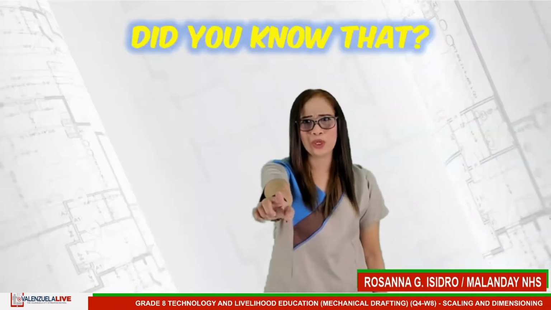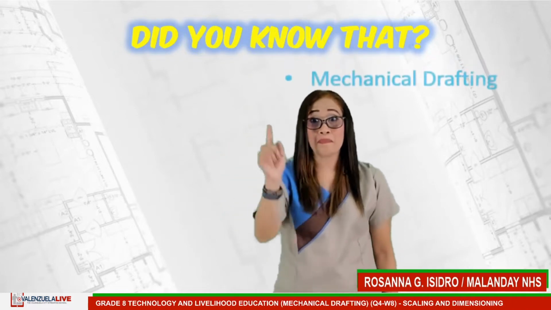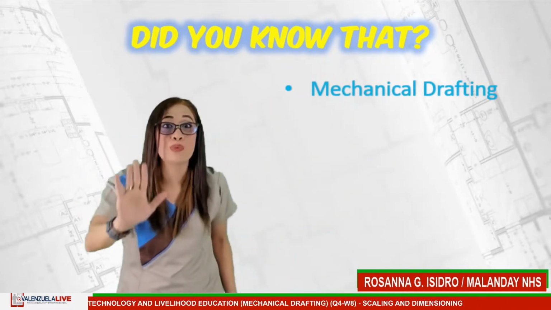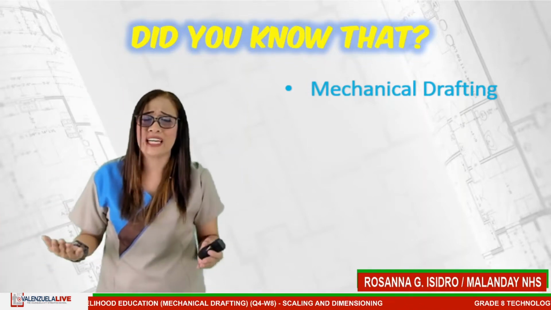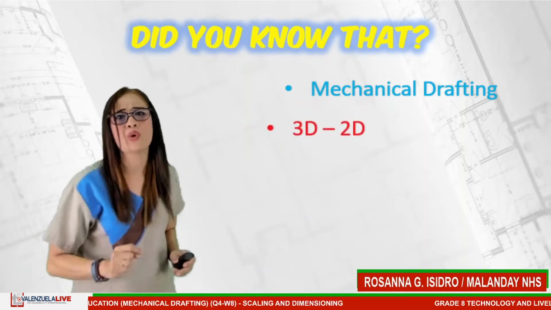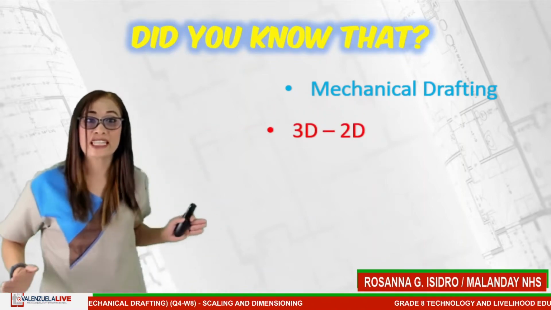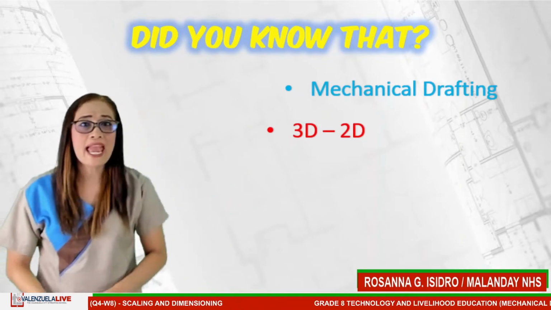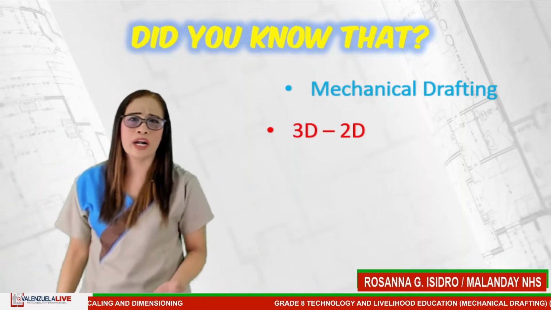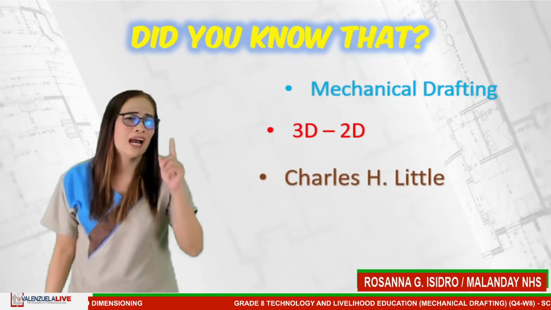We need to value the importance of rules in dimensioning. Dimension gives the detail and overall size of the object. Little knowledge, did you know that mechanical drafting is the process of creating drawings which communicate how something can be constructed? It is a way of showcasing a 3D object on a 2D piece of paper, and it shows how the model part will look like from each direction.